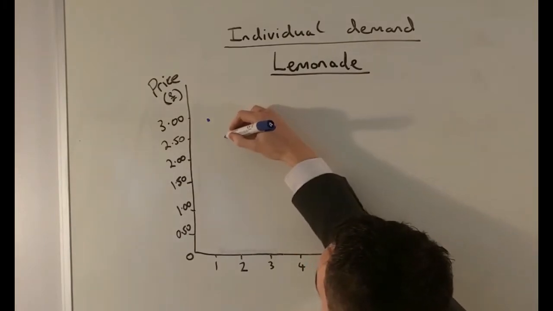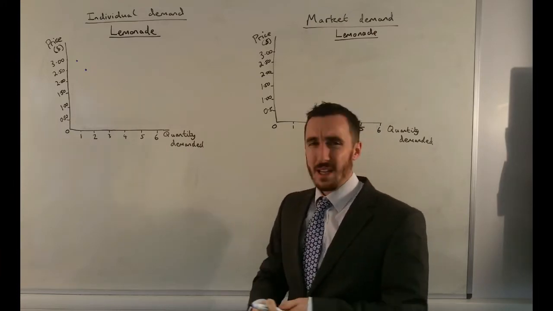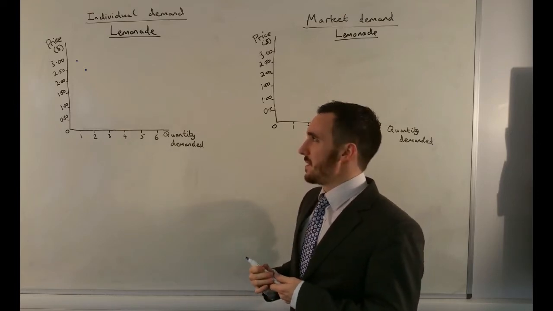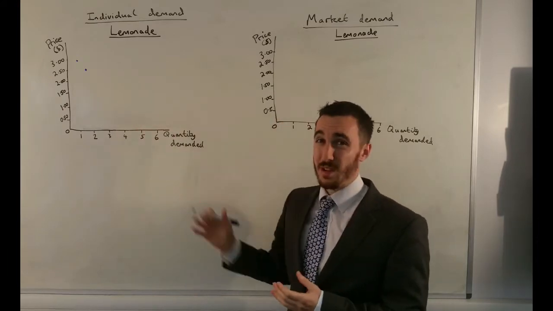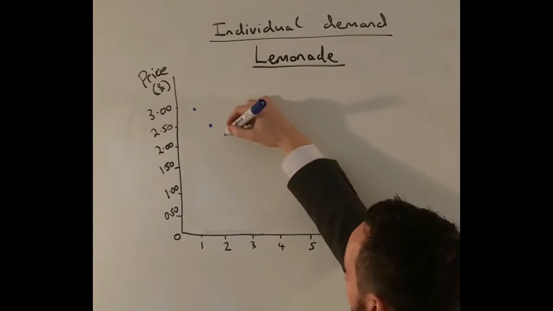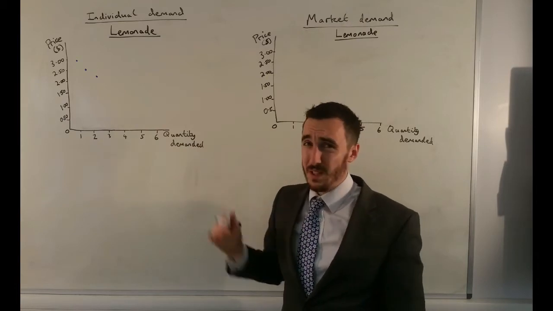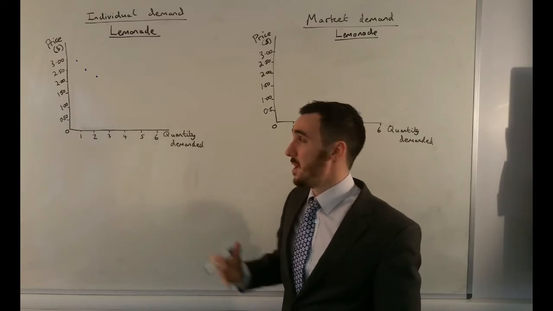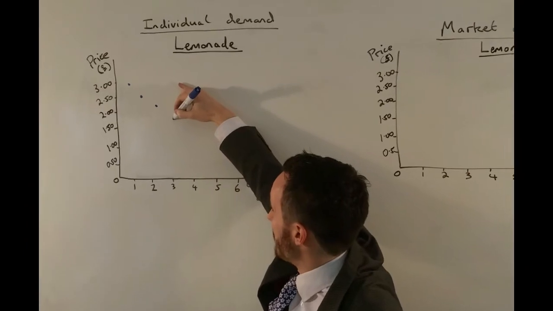So at £2.50, maybe I want a couple of glasses possibly. Okay, so now lemonade's gone down to £2. Well, yeah, maybe I want a little bit more lemonade as the price has decreased, but maybe I don't want 3 glasses because that'll get me pretty full. Maybe I just want 2.5 glasses possibly for £2. And then at £1.50, I'm not going to want 4 or 5 glasses because I'm not going to be able to actually consume those glasses of lemonade. So maybe I only want 3 glasses at £1.50.